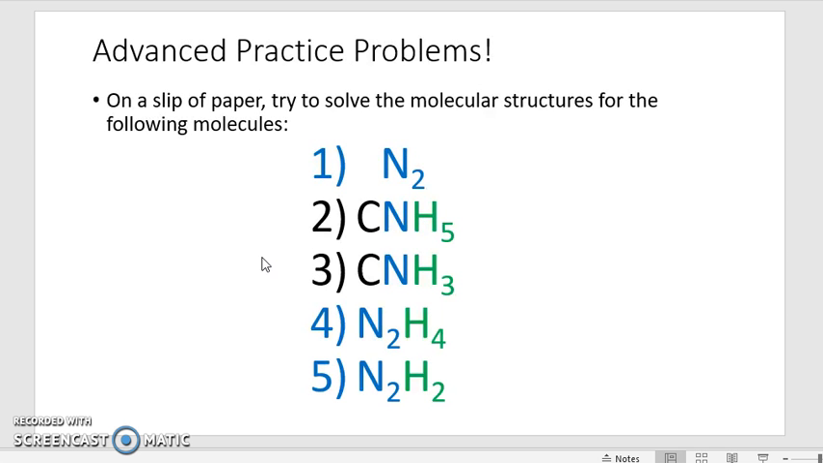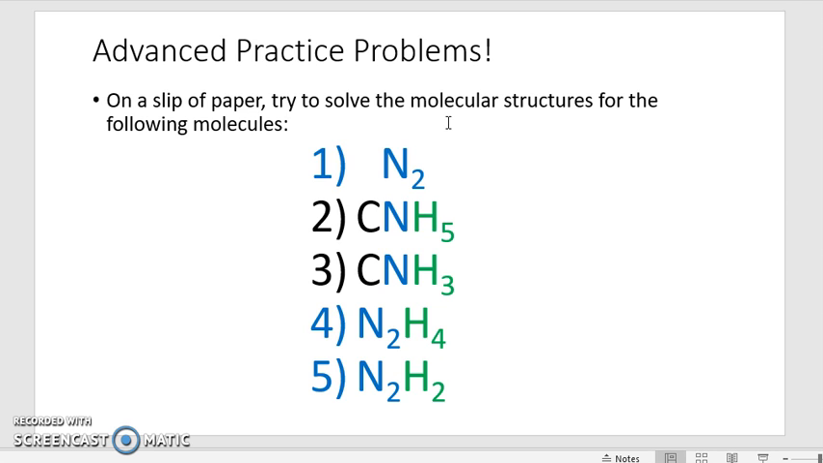But I have some problems for you. These involve nitrogen. You'll notice they all involve nitrogen. Before I show you how to do these, please take a piece of paper, sketch them down, and see if you can figure these out based on what you learned in the other videos. Can you figure out how to get these different molecules to come together?